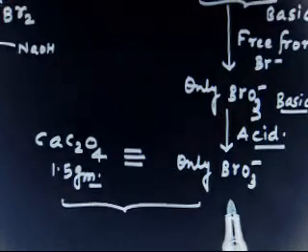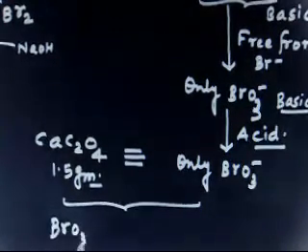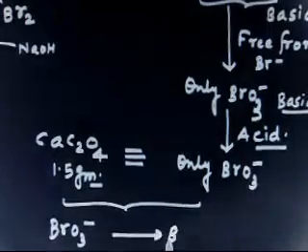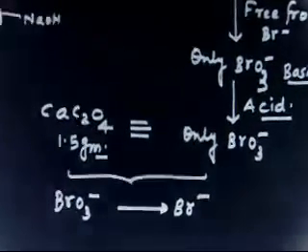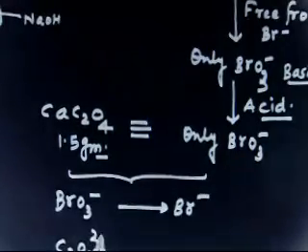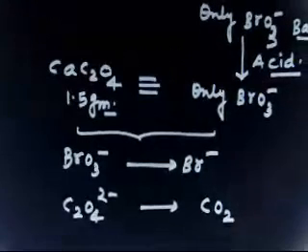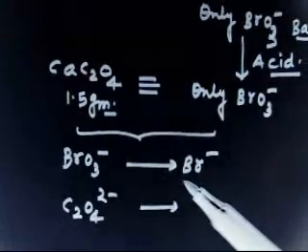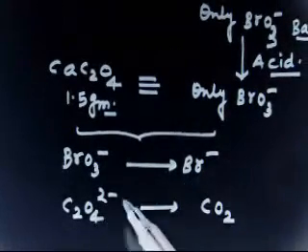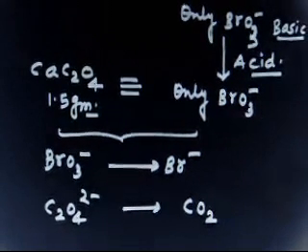In this step, BrO3 minus in acidic medium in the presence of C2O4 2 minus will go to Br minus, and C2O4 2 minus, everybody knows, goes into CO2 in acidic medium. So the corresponding reaction is BrO3 minus goes to Br minus, and C2O4 2 minus goes to CO2. Now things are very simple. Just write down the equation and try to solve this one.